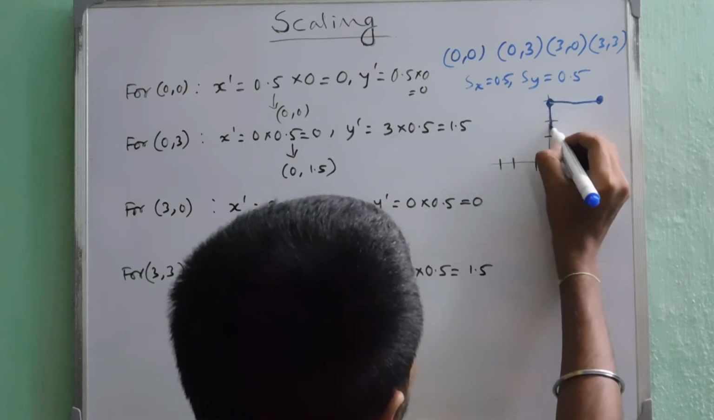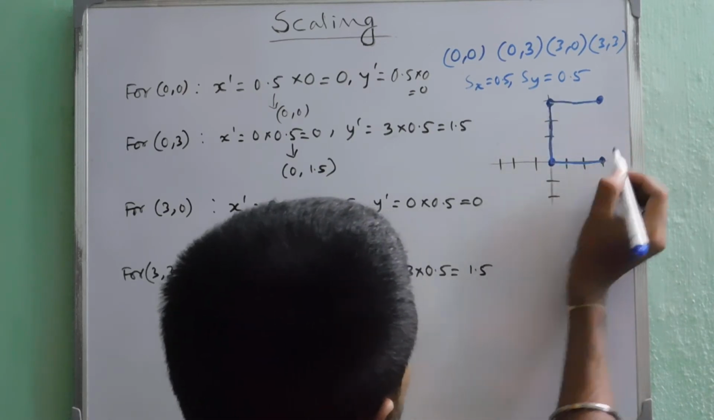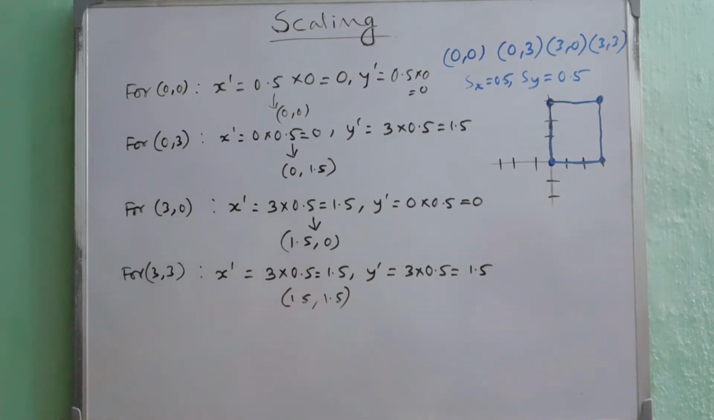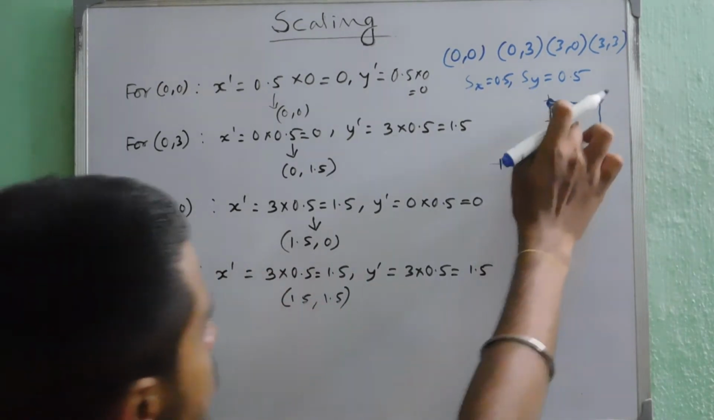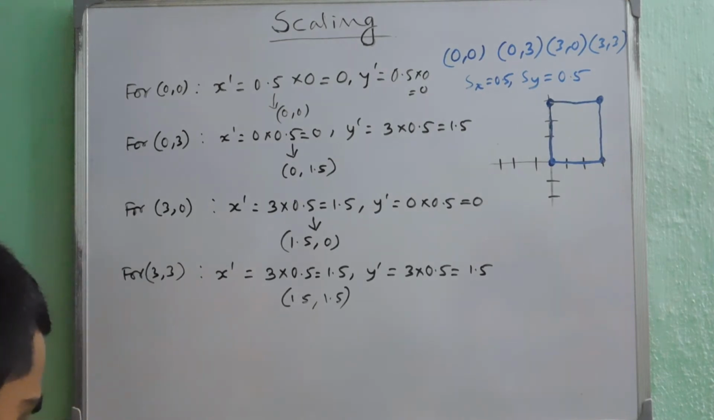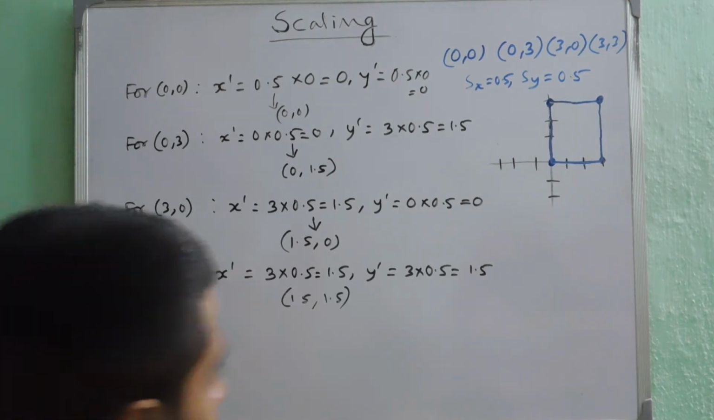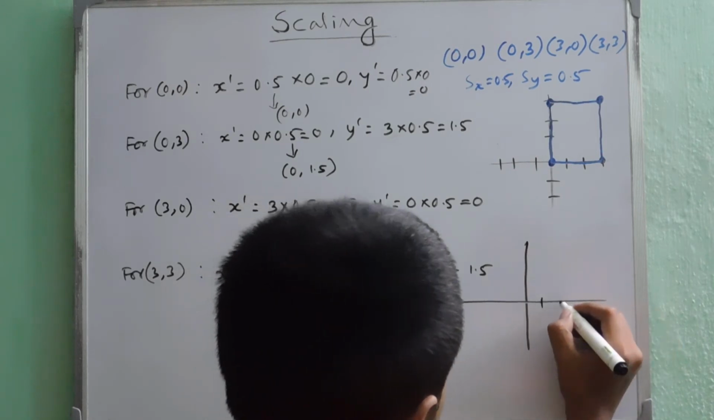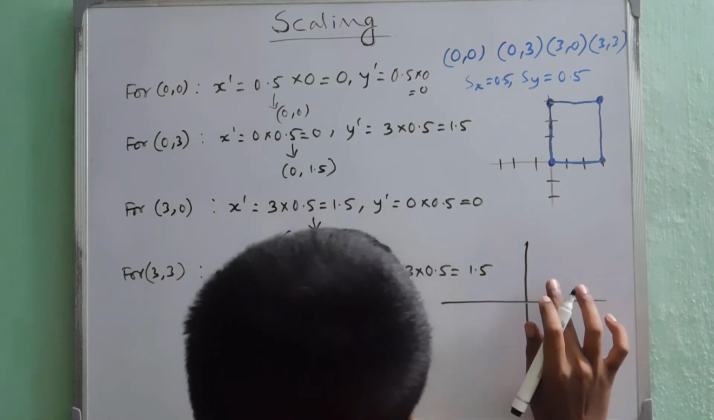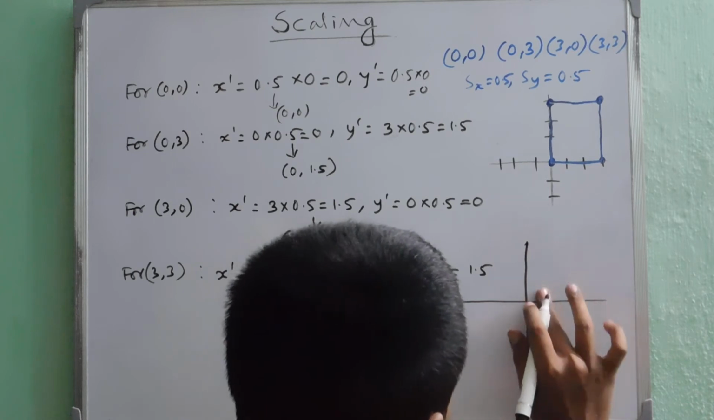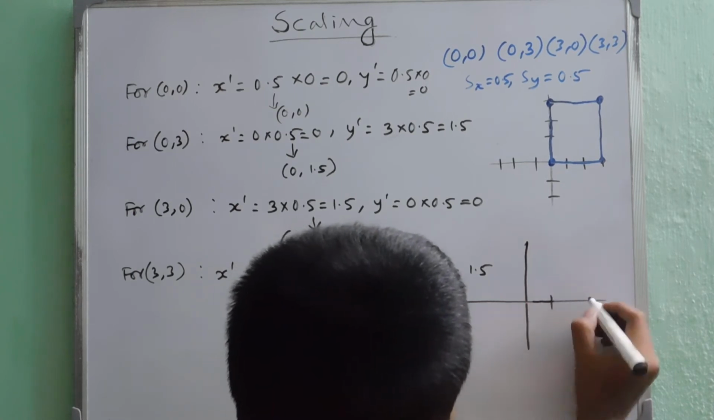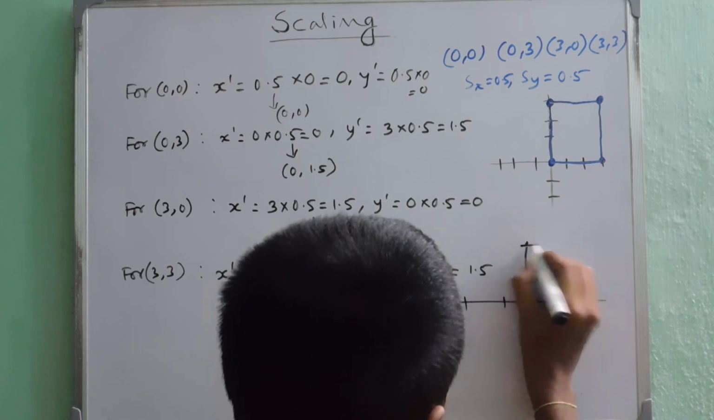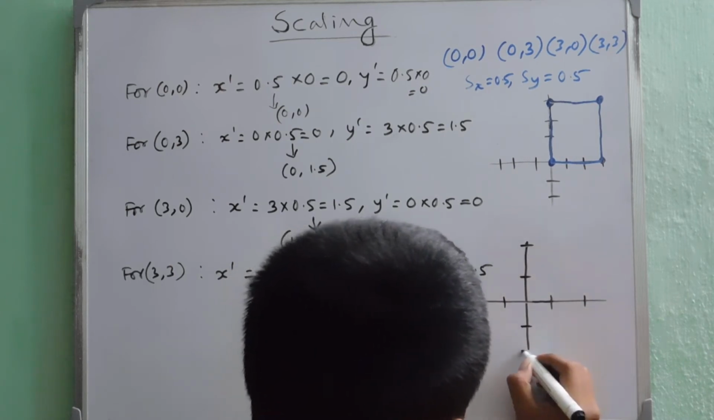Okay, now since it's a rough diagram, please ignore the shape, it has become a rectangle. Okay, but it's a square. So this was our original square. Now let's draw the square after scaling. Okay, so 1 2 1 2 1 2, and here 1 2.